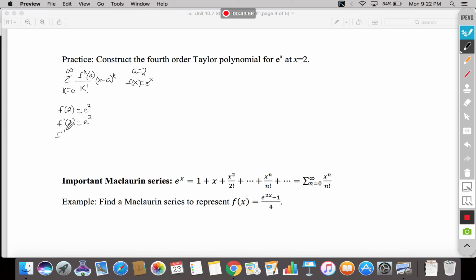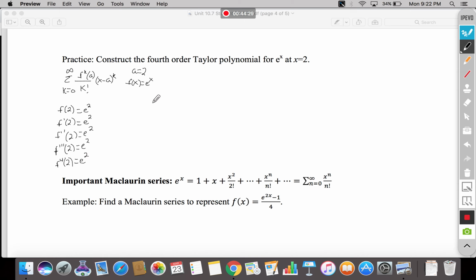The second derivative of that: the first derivative of e to the x was e to the x, the derivative of that was e to the x. In fact, all the derivatives are e to the x. So the second derivative at 2 will give us e to the x, which is e squared. The third derivative at 2 is still going to be e to the x, so it's going to be e squared. And then I need a 4th degree Taylor polynomial, so I'm going to take the 4th derivative, which will be e squared as well.